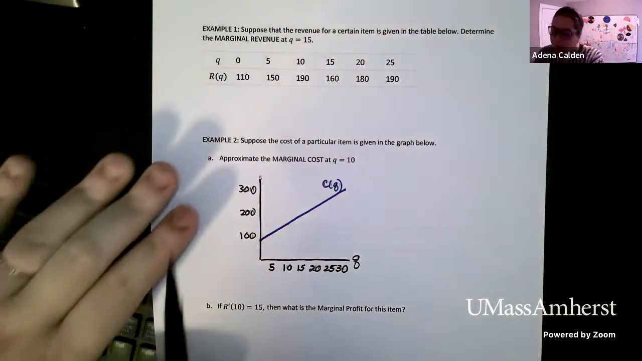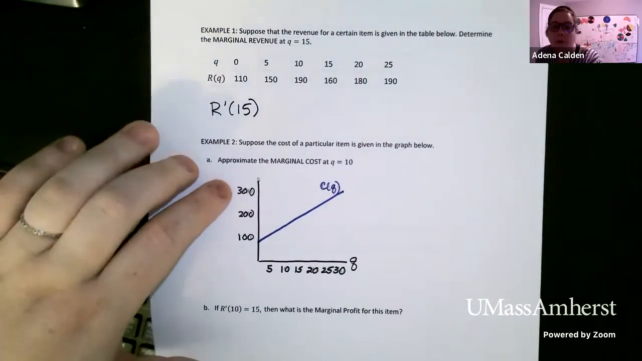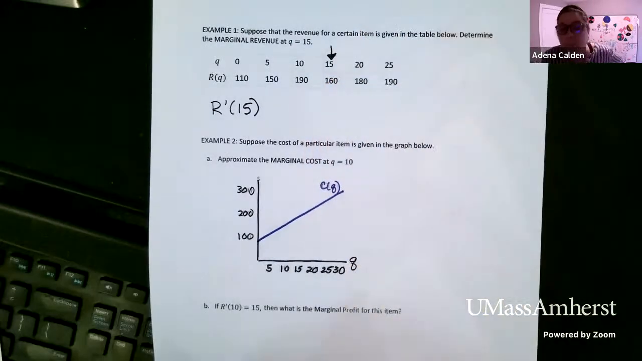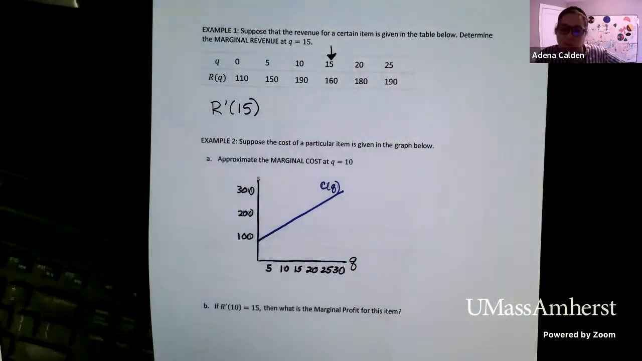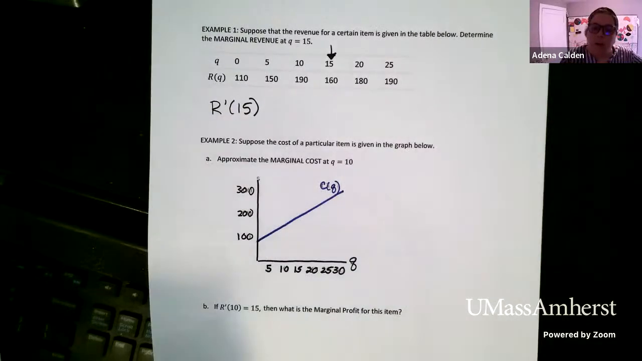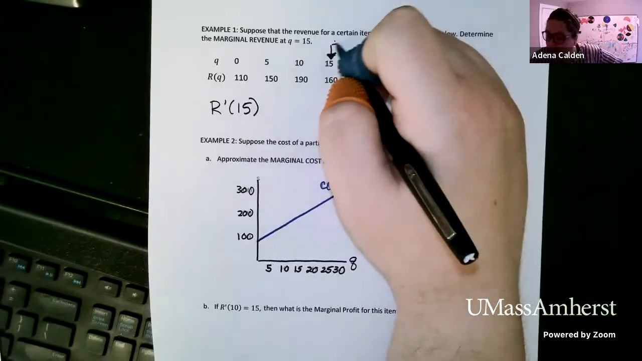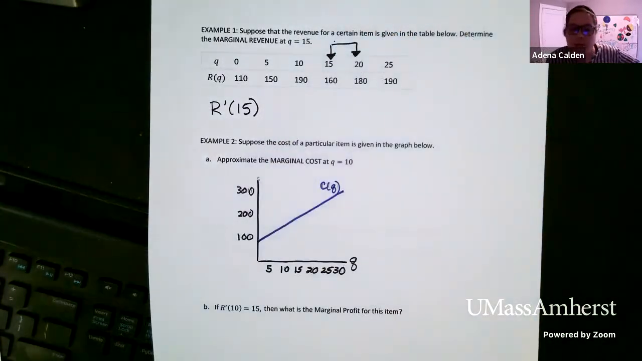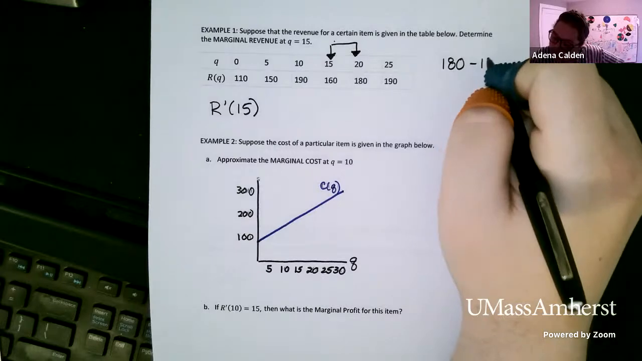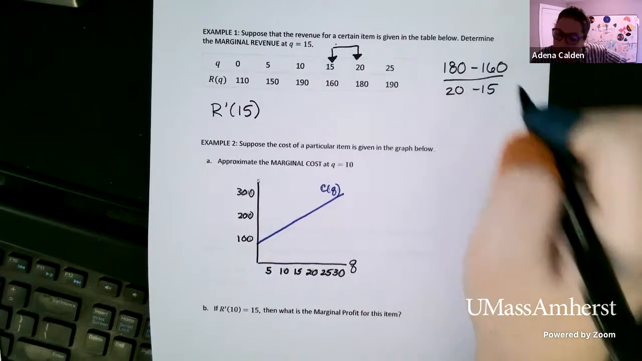All right, so we have this table and we're trying to approximate the marginal revenue at 15. So we can see that 15 is here. If this was not an economics problem, if this was just f of x, we would use the 2 points around it and do change in y over change in x. But when we talk about business examples, we are always looking ahead to the future. So we do a right-hand estimate, which means we're going to use the point to the right of 15 to do our approximation. So now the change in y will be 180 minus 160 over 20 minus 15.